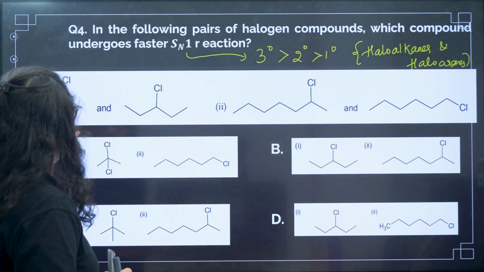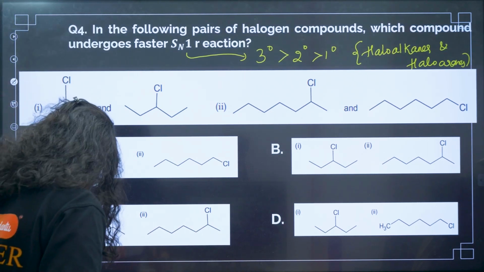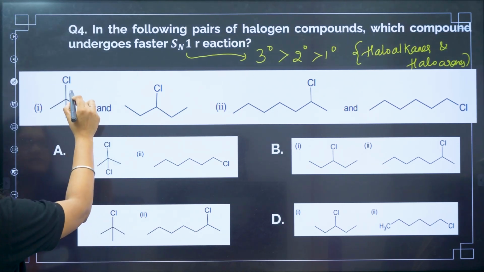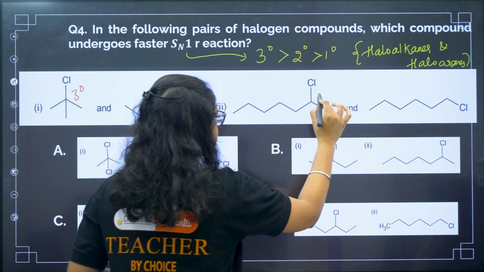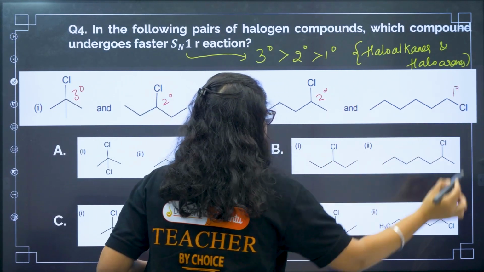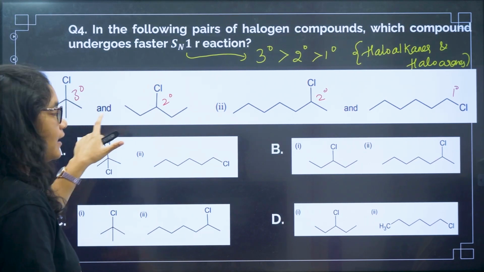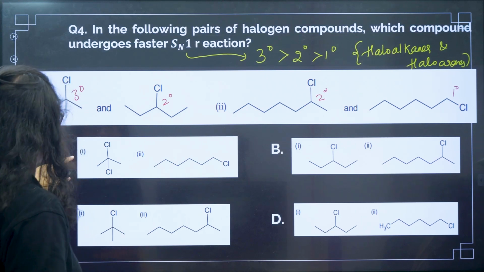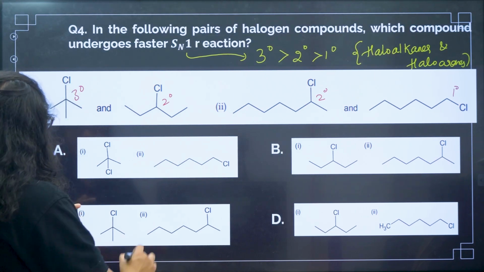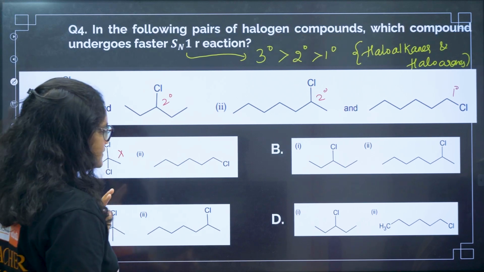Now if you see in this set, this is 3 degree, and this one is 2 degree. And in this set, this is 2 degree and this is 1 degree. So out of these two, this 3 degree will react better, right? And out of these two, the 2 degree one will react better. So from the first set, I'll have this one. I think this is not there in the options, so we can cancel this one.